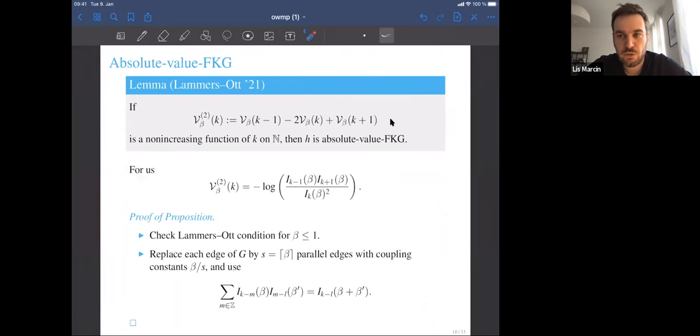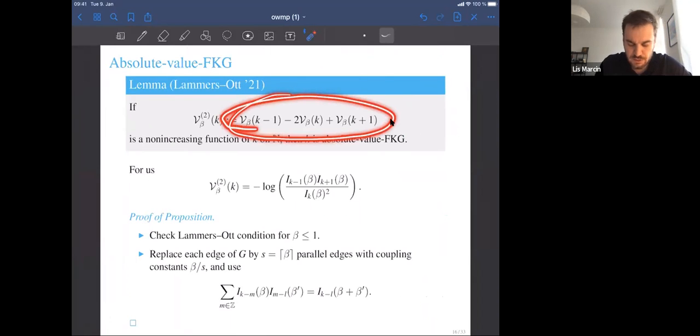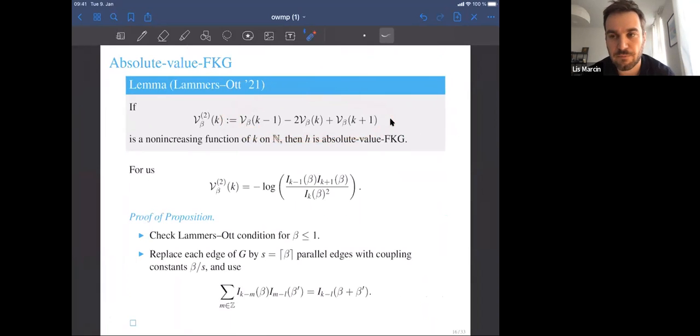First of all, we use a condition of Lammers and Ott from a recent paper, which says that if you compute the discrete second derivative of your discrete gradient potential, and it is non-increasing as a function on the integers, then your height function is absolute value FKG. This gives you some inequality on the Bessel functions. We tried to use this lemma to prove that the height function is absolute value FKG, but we could only prove it for very small values of beta. At some point we could prove it for beta smaller or equal than 1, and we are stuck. At this point, we are not sure even if we should expect that it's absolute value FKG for all beta. And this was the first step that we had to check for our proof to work.